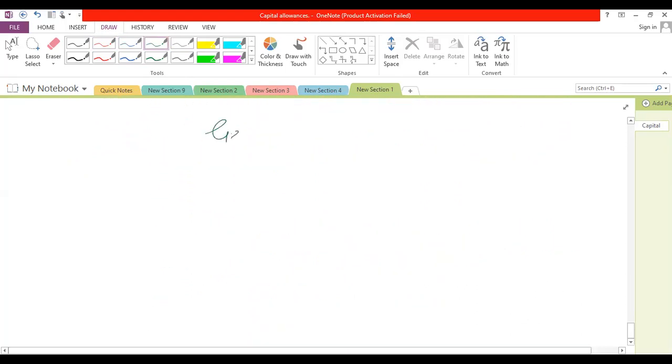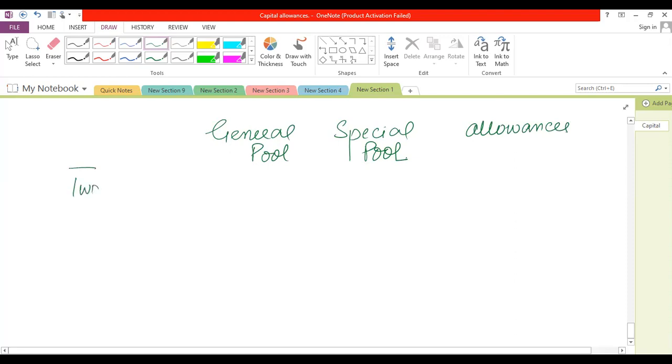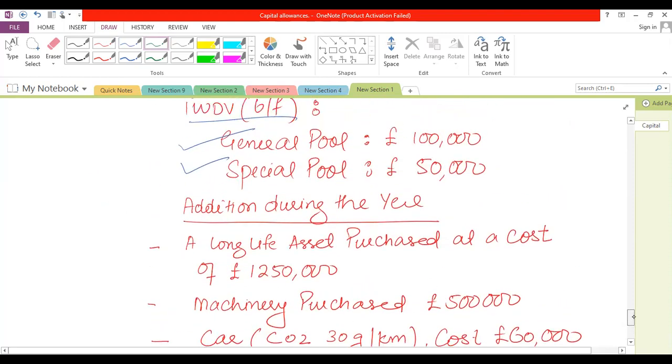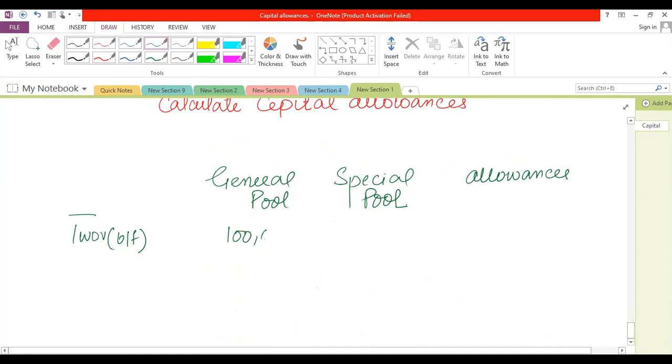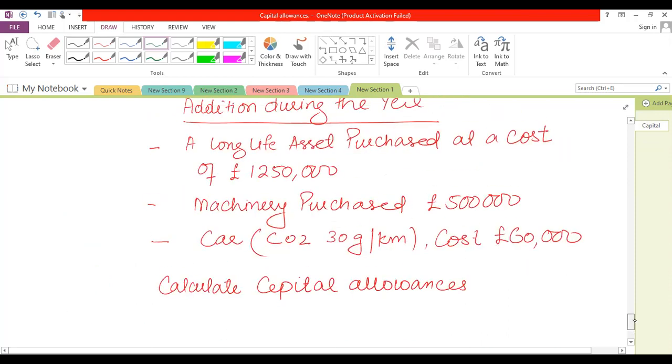So let's just make the columns. One is the main pool and one is the special pool, because opening balances are given, and then allowances. So we have TWDV brought forward of both the columns, 100,000 and 50,000. And there is an addition, that is a long life asset costing 1,250,000. Now see, there are two assets.